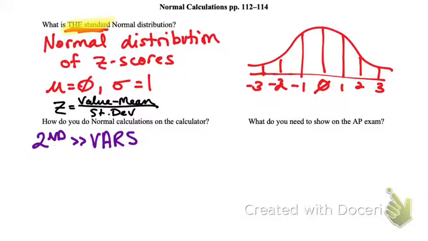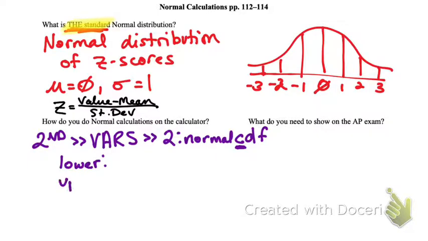Oh, no, these are the buttons on the calculator. I'm sorry. These are the buttons you're going to push. Second, vars. And then number 2 says normal CDF. Now, there is a normal PDF. You're never going to use it. Normal CDF is number 2. Here's what your calculator is going to ask you if you have an updated operating system. If you don't, I'm going to fix that for you this week.